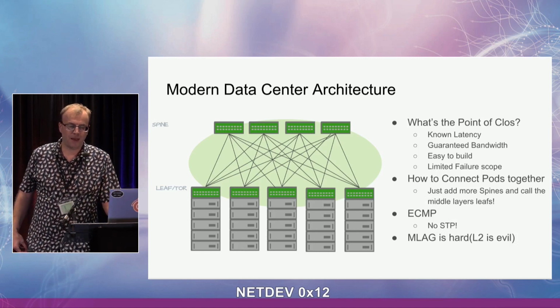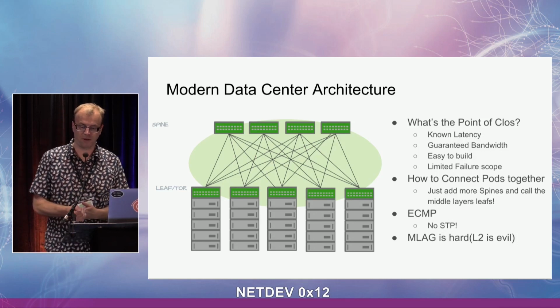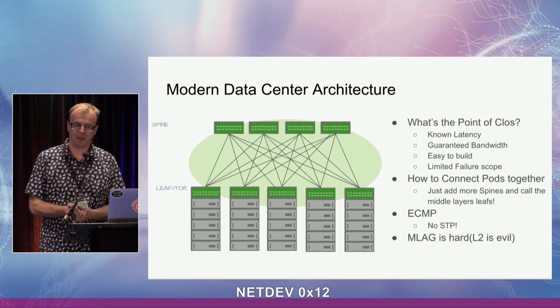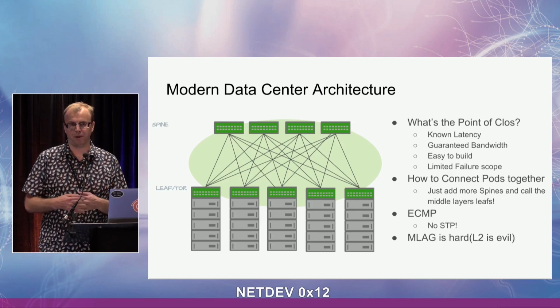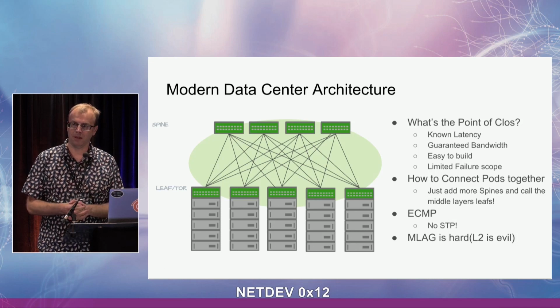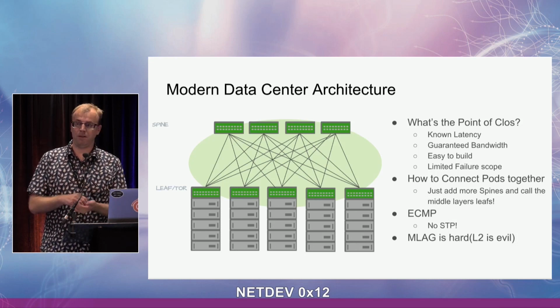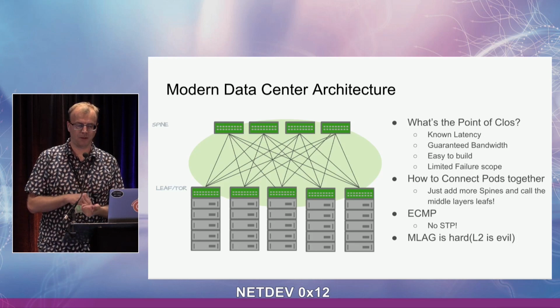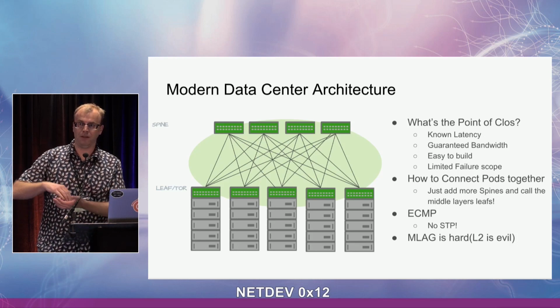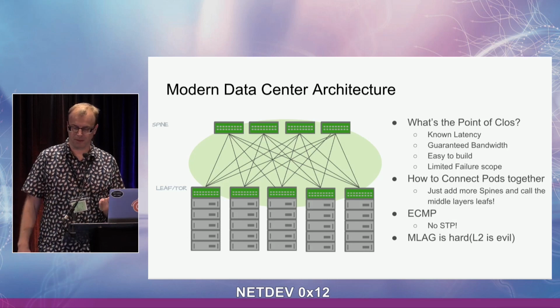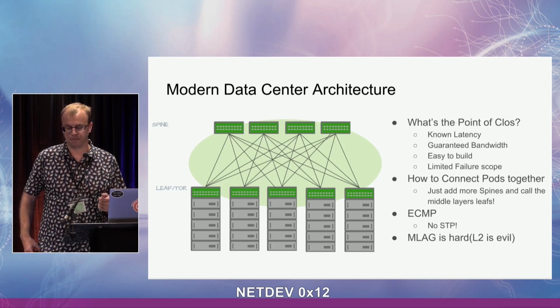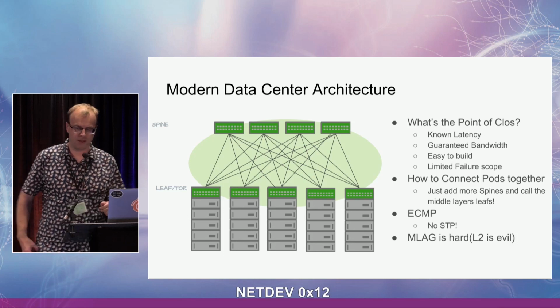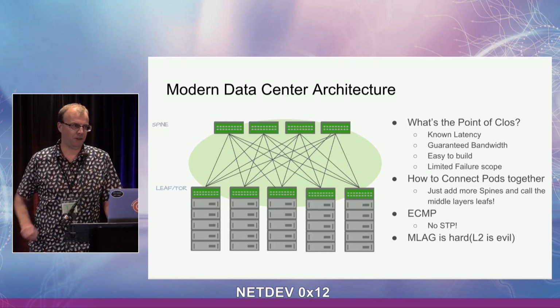So the other thing that modern data center architecture gives you is ECMP. I can do multipath between all my different hosts without using any layer 2. And that gets rid of STP, which will shut down links between different redundant links, and that limits your bandwidth. And finally, MLAG, which is used in the data center, is extremely hard to get right.